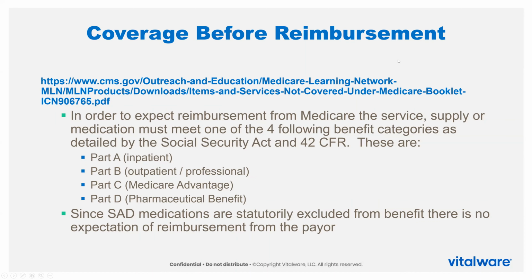So, as I just said, coverage before reimbursement. You have to reach a benefit category before there's an expectation of reimbursement. Therefore, in the Social Security Act and 42 CFR, there are only 4 benefit categories. The inpatient Part A, Part B, outpatient professional, Part C, Medicare Advantage, and Part D, pharmaceutical benefits. Those are your benefit categories, and the medication has to fall within one of these in order to be considered reimbursable. Since the self-administered drugs are in fact statutorily excluded, there is no expectation of reimbursement from any of these.